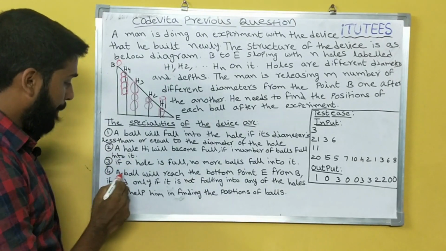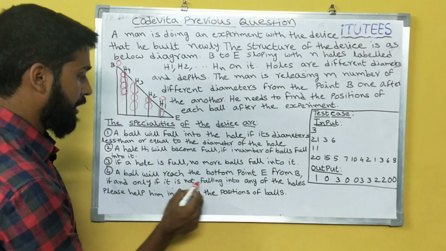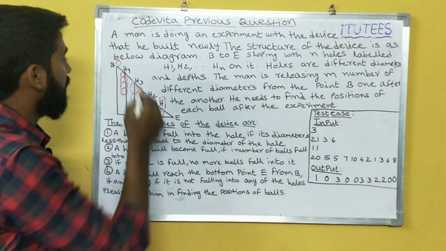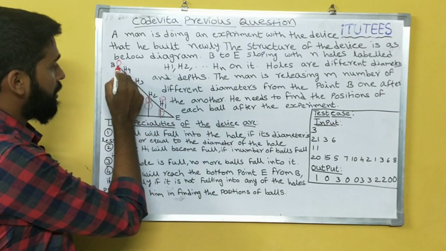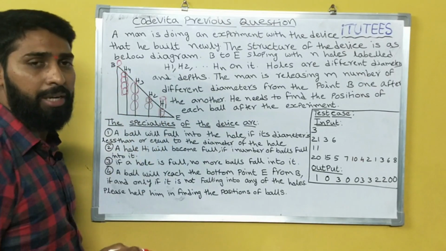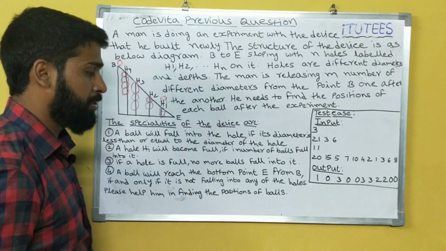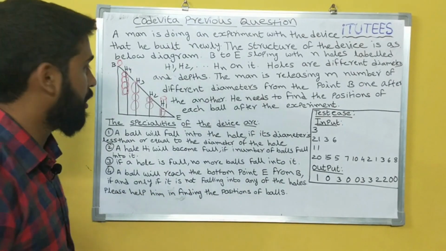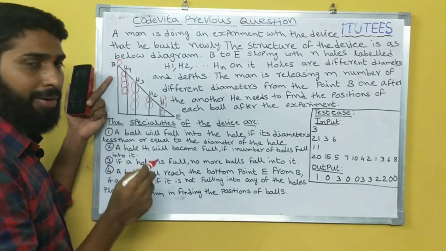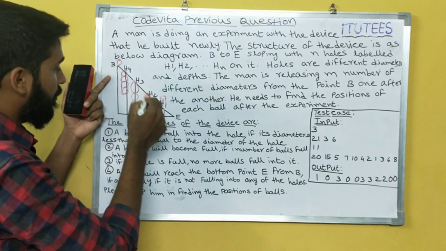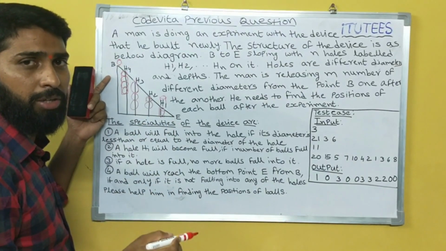Fourth point, a ball will reach the bottom point E from B if and only if it does not fall into any of the holes. That means this ball is reaching from B to E. That means that ball did not fall into any hole in that device. Now, please help him in finding the position of the balls. The position of a ball is nothing but this: the first ball is dropped by the man, and now we are going to find which hole this ball falls in, or if it reaches E, the ball did not fall into any hole.